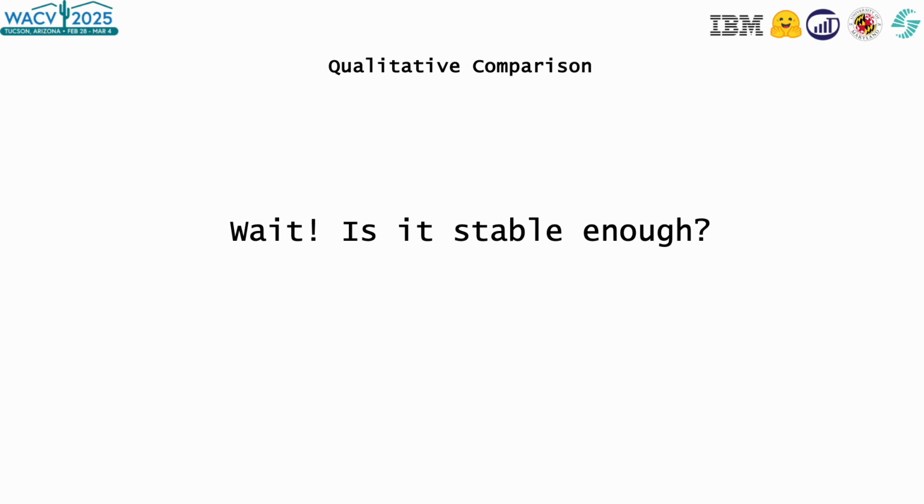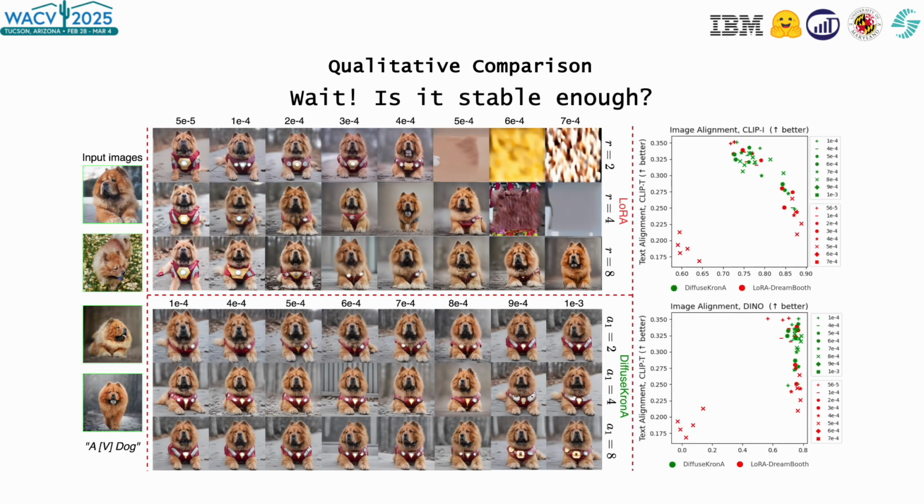A major question lies ahead. Even though the numbers are good enough, is the method stable? This image vividly demonstrates that DiffuseKronA consistently produces high-quality images across a broad spectrum of learning rates, all while maintaining impressive CLIP and DINO scores. In contrast, LoRA struggles significantly. It fails to generate images entirely at very high learning rates and produces subpar results at very low learning rates. This stark difference highlights DiffuseKronA's robustness and versatility compared to LoRA's limitations.